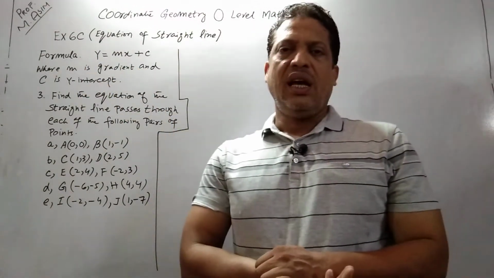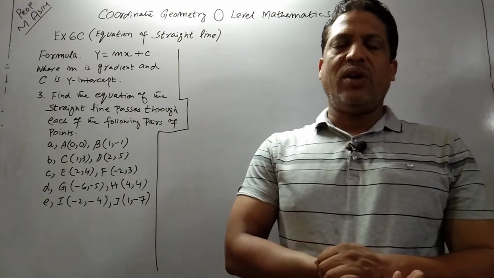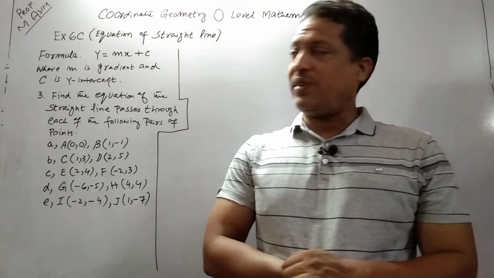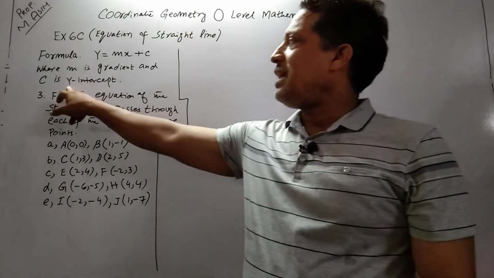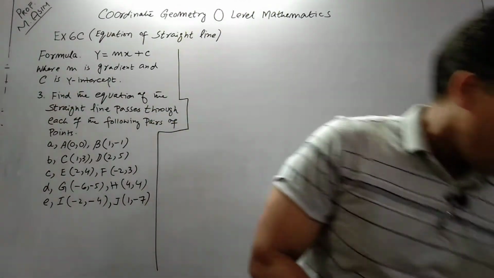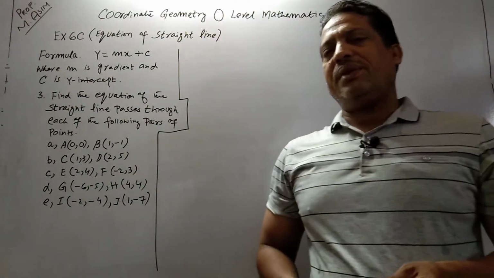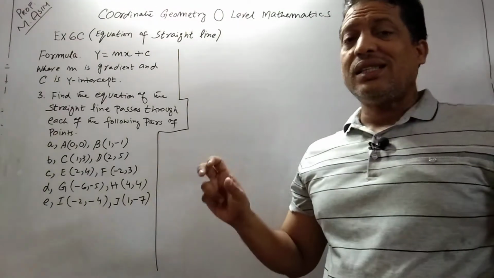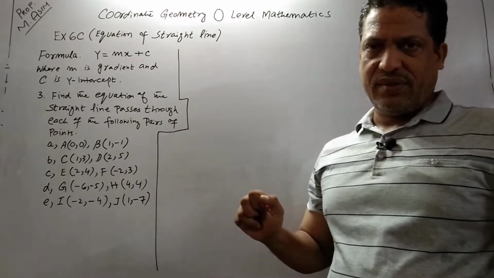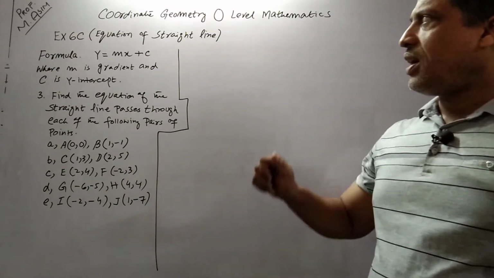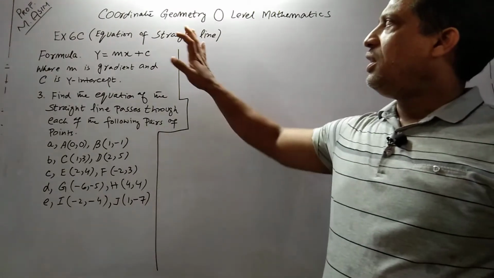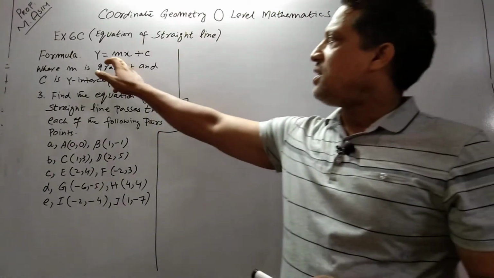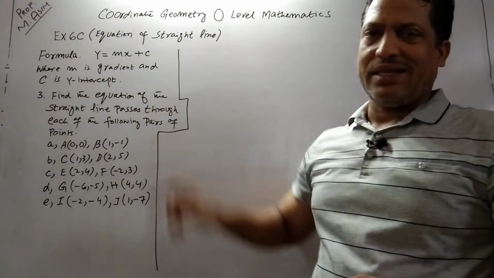Do you know the formula of gradient? It is y2 minus y1 upon x2 minus x1, and c is the y-intercept. Y-intercept means where the line cuts the y-axis. First of all, I want to give you the definition of a straight line. Why do we call y equals mx plus c a straight line?